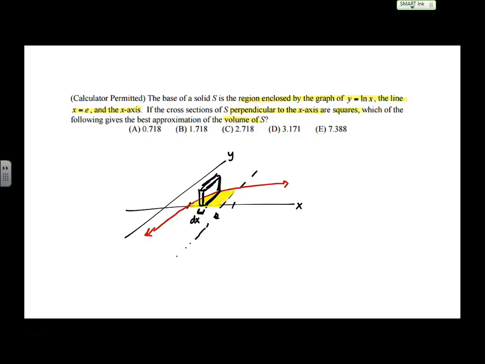Okay. How do I find volume using cross sections? What's my formula? Integral from x1 to x2, which we'll fill in a second. Then we need an area formula, dx, right? Okay. So what's the area formula for a square? Okay, so we're going to do s squared. What's my s equal according to my picture?